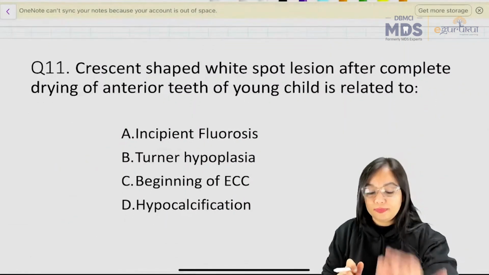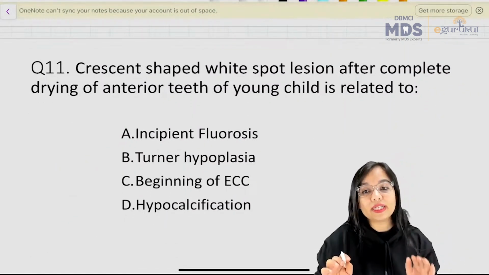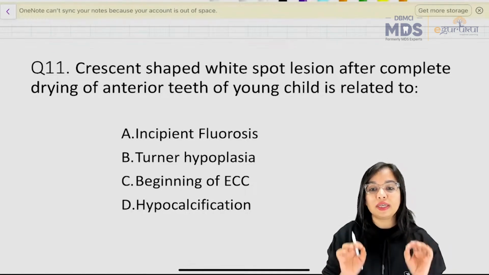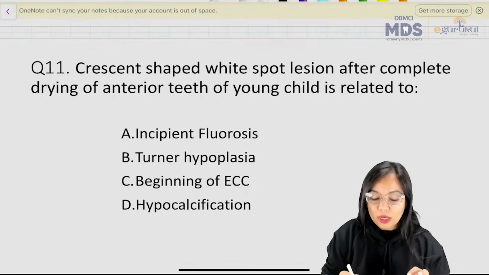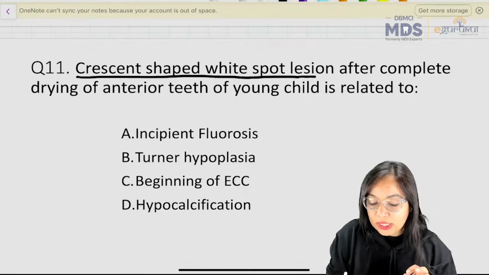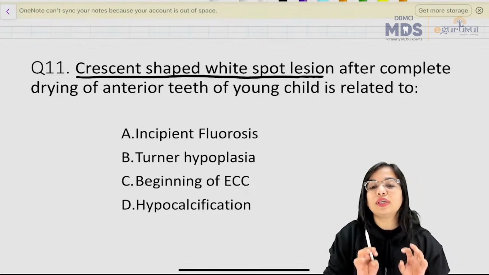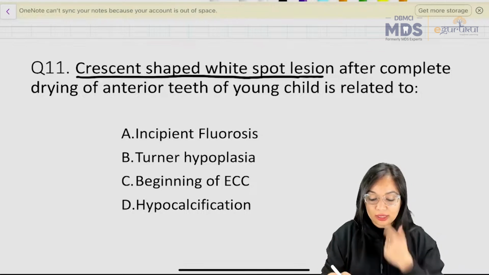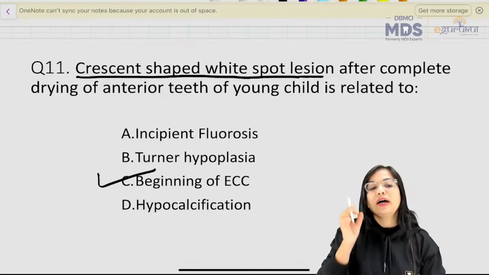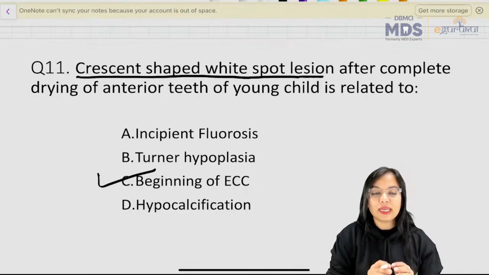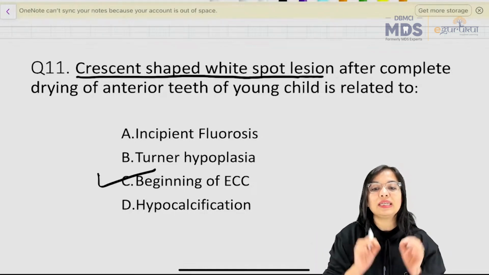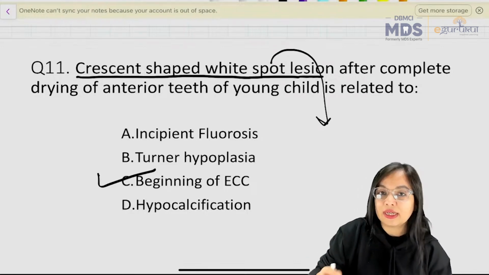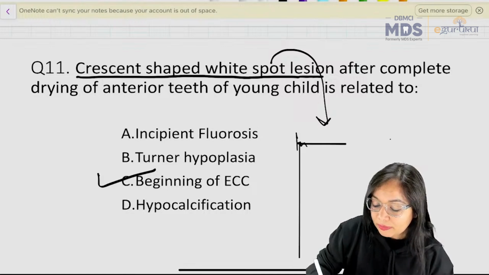The next question here is: a crescent shaped white spot lesion after complete drying of anterior teeth of a young child is related to what? So it is a crescent shaped white spot lesion. You've dried the anterior teeth of a young child and then you've seen it. So what can be the answer here? The answer here is that it is the beginning of early childhood caries. Basically, the white spot lesion is the initial clinical detection of demineralization.